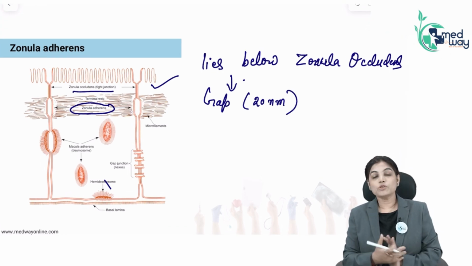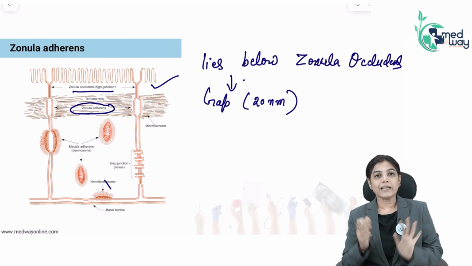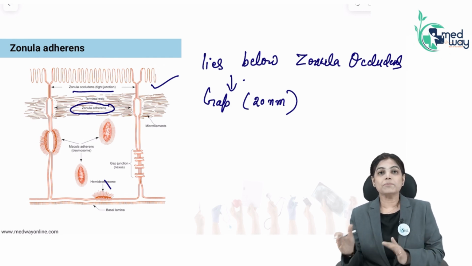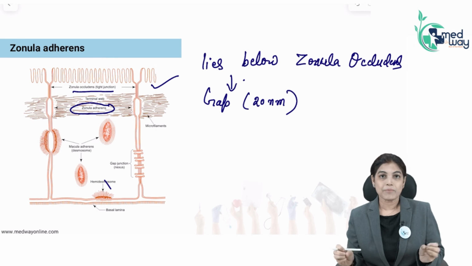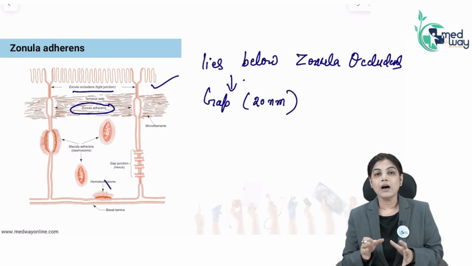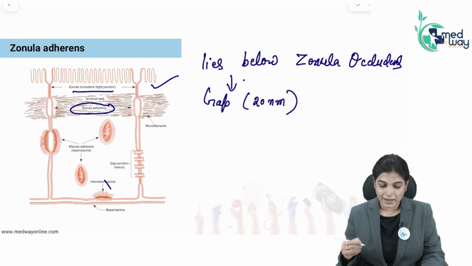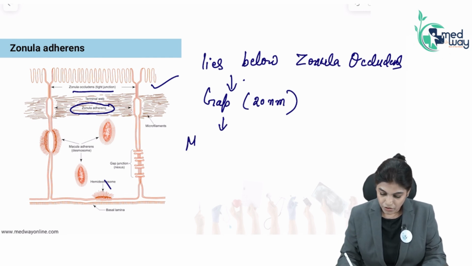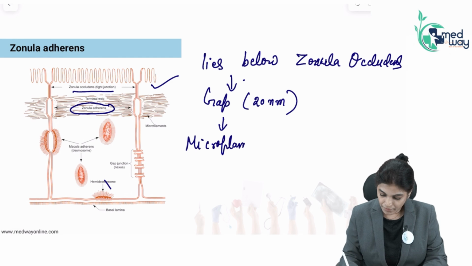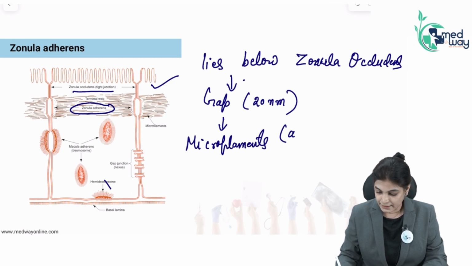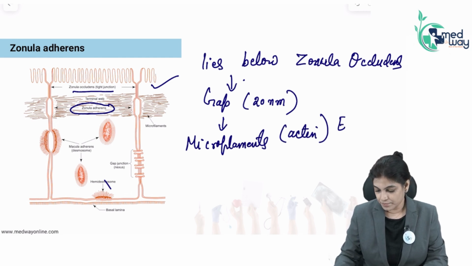If we were talking about Zonula occludens, that was the tight junction, where there was no gap between individual epithelial cells. But if I am talking about Zonula adherens, there is a gap of approximately 20 nanometers, and microfilaments like actin are embedded in it.